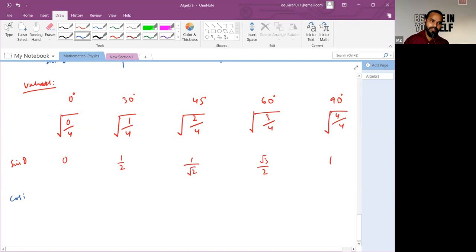To define cos theta, just move each value in reverse order. So we have 1 here, put it here, so it will be 1. Then root 3 by 2, the middle stays the same, 1 by root 2, then 1 by 2, and this will be 0. For tan theta, take the ratio of these two terms. So tan theta would be 0, 1 by root 3, 1, root 3, and 1 by 0 is nothing but infinity, or you may call it not defined.